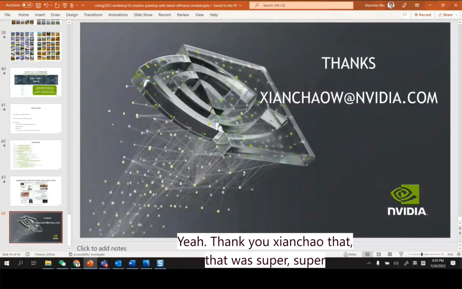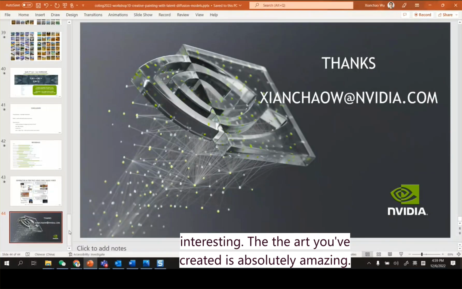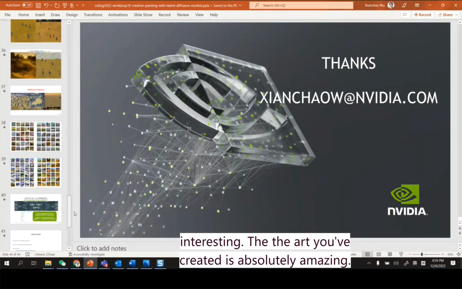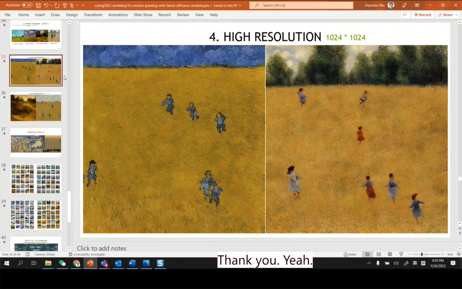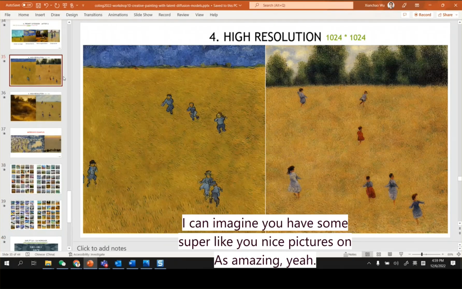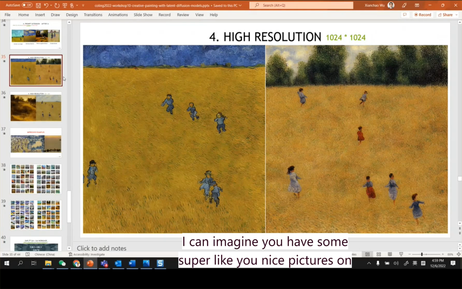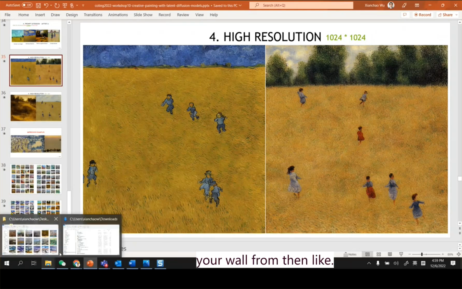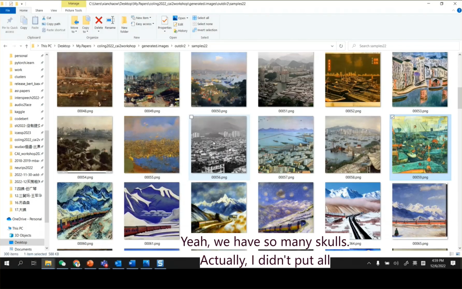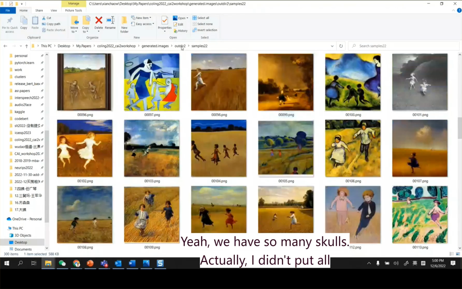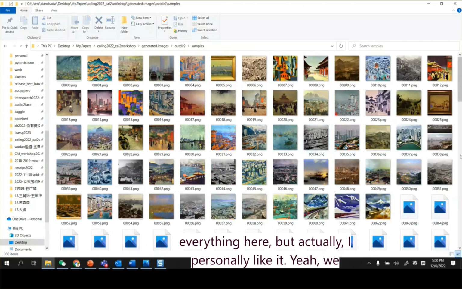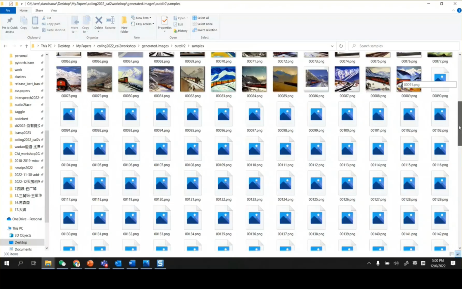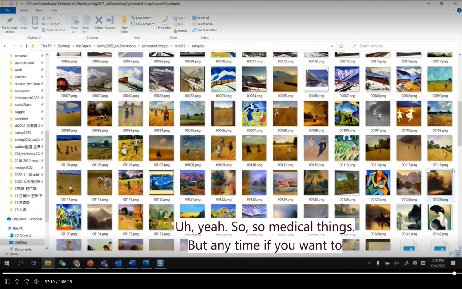Yeah, thank you, Shanzhou. That was super interesting. The art you've created is absolutely amazing. Thank you, Scott. I can imagine you have some super nice pictures on your wall from it. Yeah, we have so many, Scott. I didn't put everything here, but personally, I like it. Yeah, so many good things.